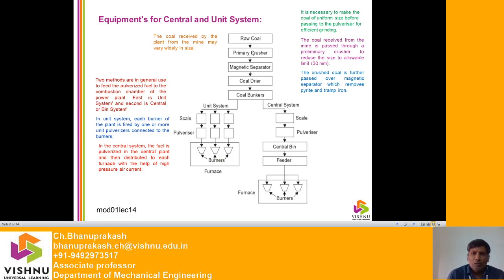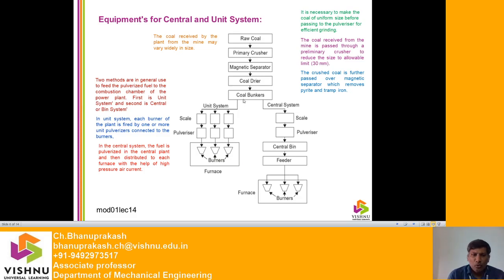See here, the coal received from the mine is passed to the preliminary crusher, where the size is reduced; the allowable limit is 30 mm. Then it passes through the magnetic separator, which removes pyrite and tramp iron particles. Then it goes to the coal dryer, where the coal is dried with the help of hot exhaust gases or flue gases. Then it goes to the coal bunker, where the coal is stored for some time.